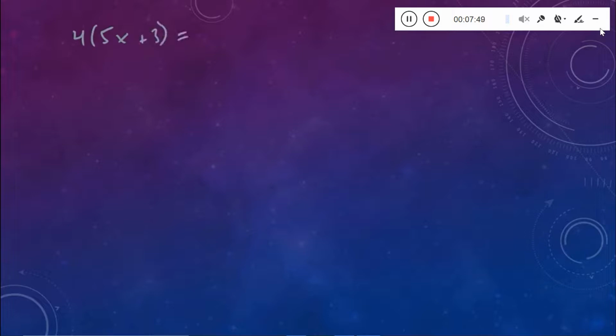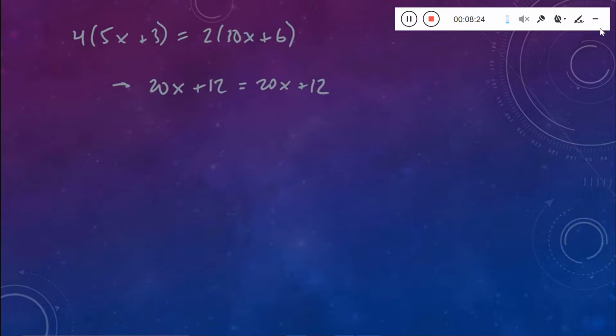So here we're doing another linear equation. 4 times 5x plus 3 equals 2 times 10x plus 6. So we're going to solve this guy and see what we get. Again, distribute constants in. So 4 times 5x is 20x, 4 times 3 is 12, 2 times 10x is 20x, 2 times 6 is 12. Okay, now this is interesting.